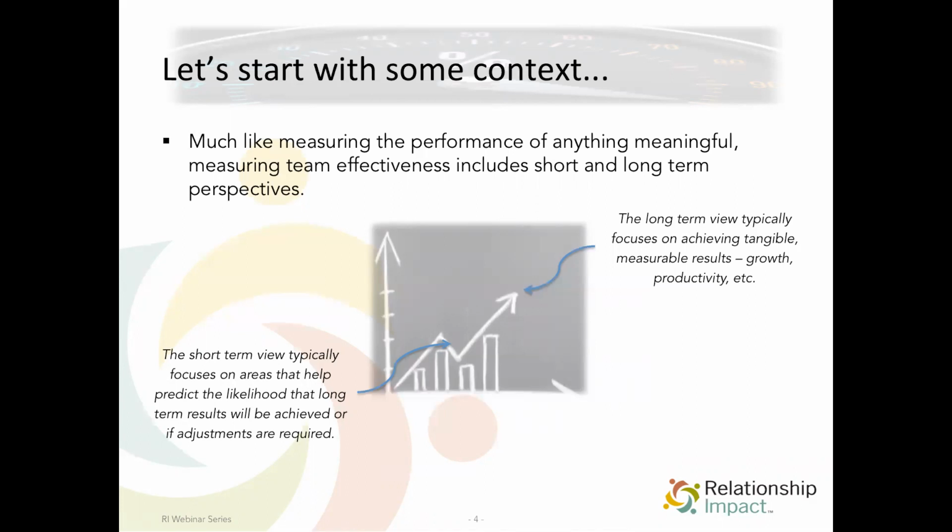But in order to get there, there's a series of milestones or short-term or more predictive type metrics, measures that are important along the way to measure the likelihood of us hitting a particular goal. A good example of that might be a sales goal: our goal is to hit $10 million in sales this year.